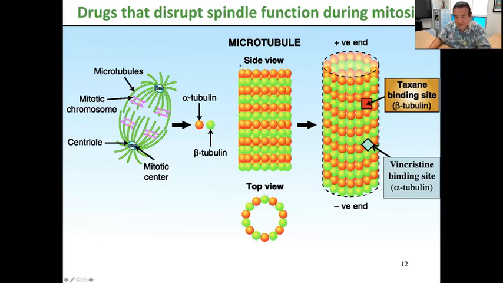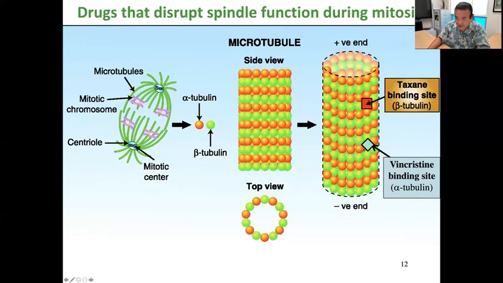Right? So recall that these microtubules are made of these alpha tubulin and beta tubulin monomers. They form this cylindrical tube. So taxanes, they bind to beta tubulin, all right, and prevent beta tubulin from functioning properly.